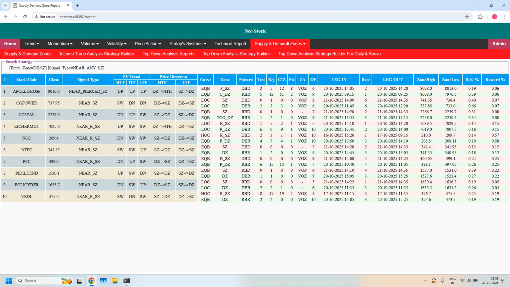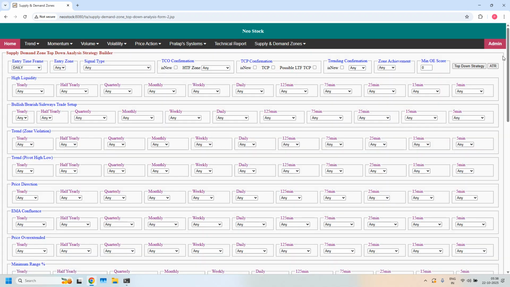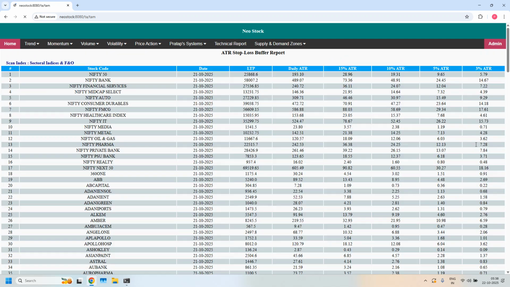And in the final report, I am generating stop buffers based on daily ATR. First 17 in this list are indices, remaining all are equity stocks. So I am scrolling the list down. Whichever the stock you want to refer, there pause the video. After that, you can proceed further. Okay, I am scrolling the list down.